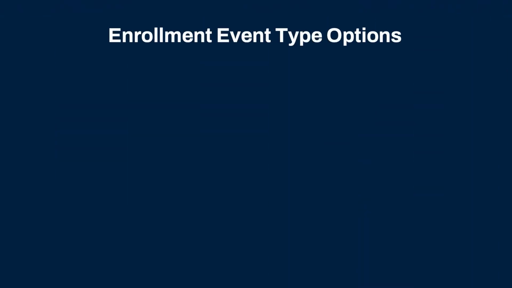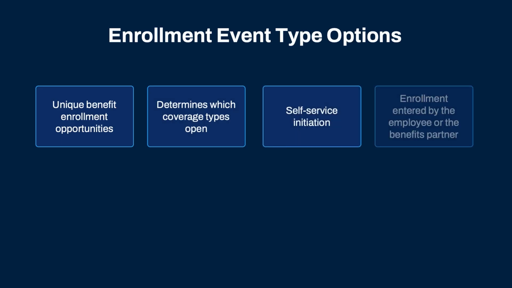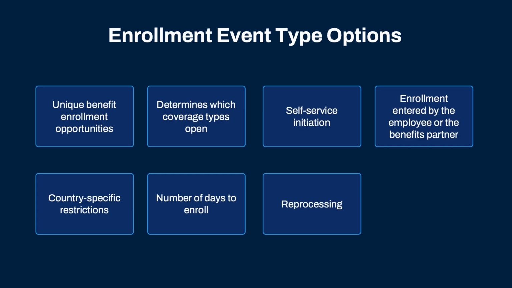When creating or maintaining enrollment event types, you can employ unique benefit enrollment opportunities, determine which coverage types open, allow for employee self-service initiation, and define if the employee or the benefits partner can enter the enrollment into Workday. Your enrollment event types may also have country-specific restrictions and have a set number of days an employee can enroll. When your benefits administrator configures an enrollment event, they establish whether an event can reprocess and tie it to an HR event and reason.